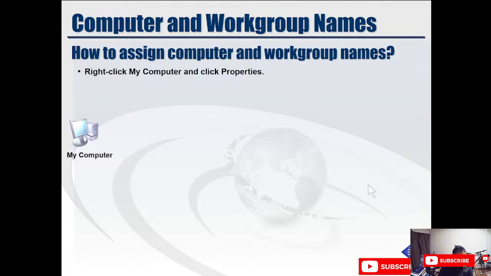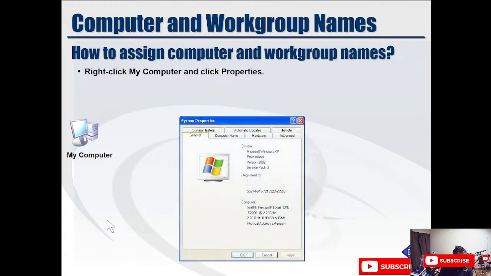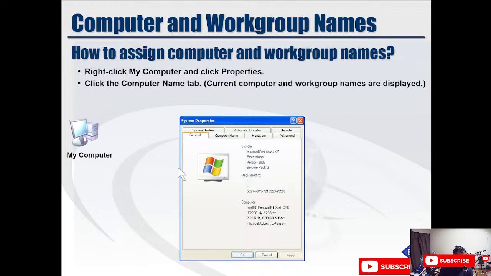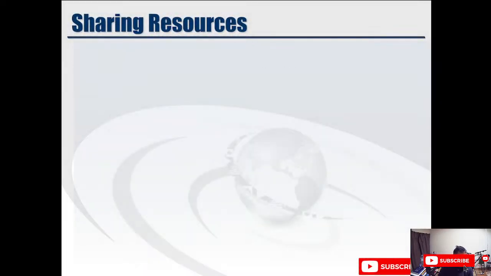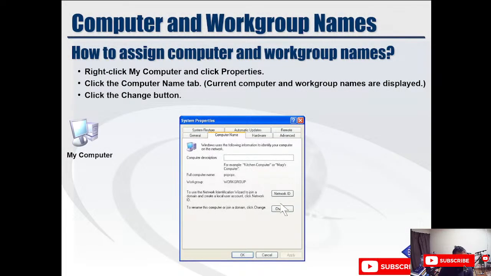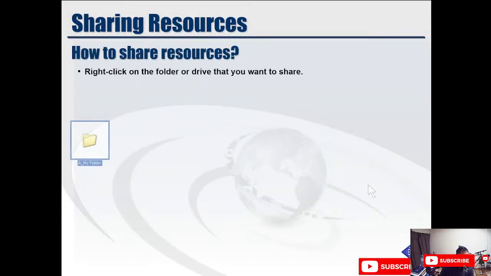How to assign computer and work group names? So, right-click. Kita nyo yung my computer properties. Then, computer name. Then, computer name. Change the button. Okay. Change, then type the computer name and then the work group. Right now it's about type the work group, then okay. That's it.